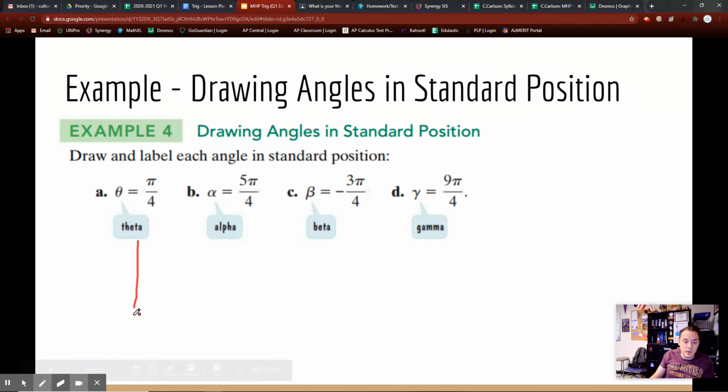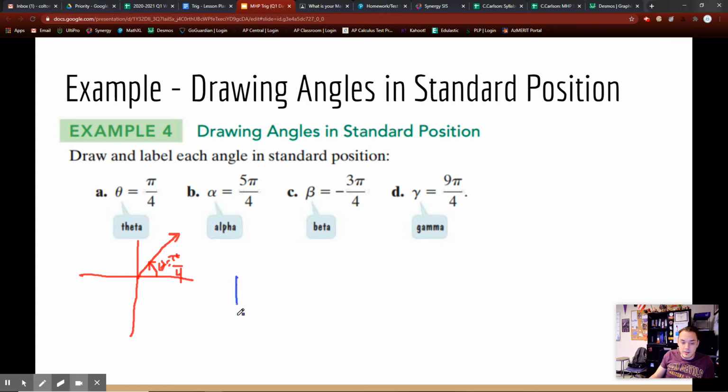So, pi over 4. I know 45 degrees is somewhere in the first quadrant. So this is 45 degrees. This is theta equals pi all over 4. That one was actually really easy. So this is the terminal side right here, and this right here is your initial side, always on the positive x-axis.